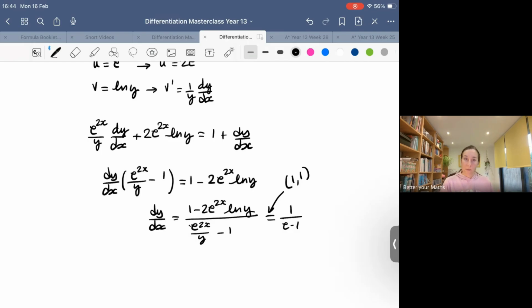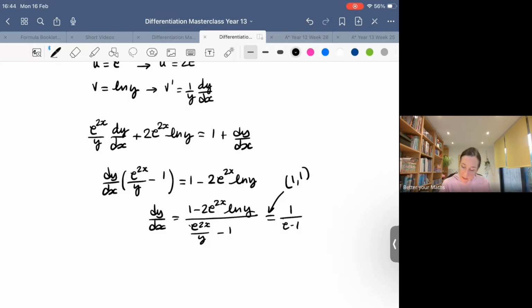And that's it. So implicit differentiation, when I have x and y that I cannot make the subject, I differentiate each term. The x normal, the y using the chain rule. So I differentiate with respect to y, and then I add the dy by dx.